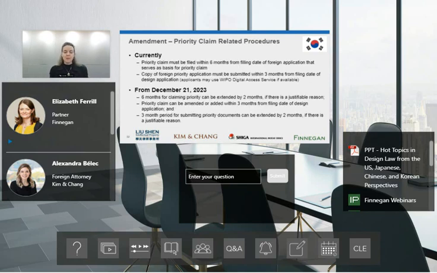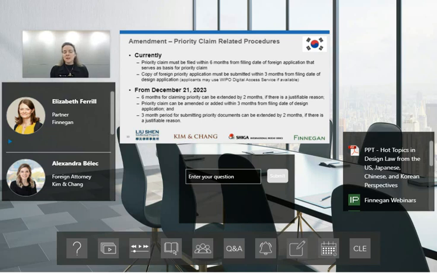And the last amendment that I want to discuss today is regarding priority claims related procedure. Essentially, the goal of the amendment is to give more time for priority claim procedure. So the law provides that to claim a priority, the claim must be filed within 6 months from the filing date of the foreign application that serves as the basis of the priority claim. But from December 21st, this 6-month period can be extended by 2 months if there's a justifiable reason.